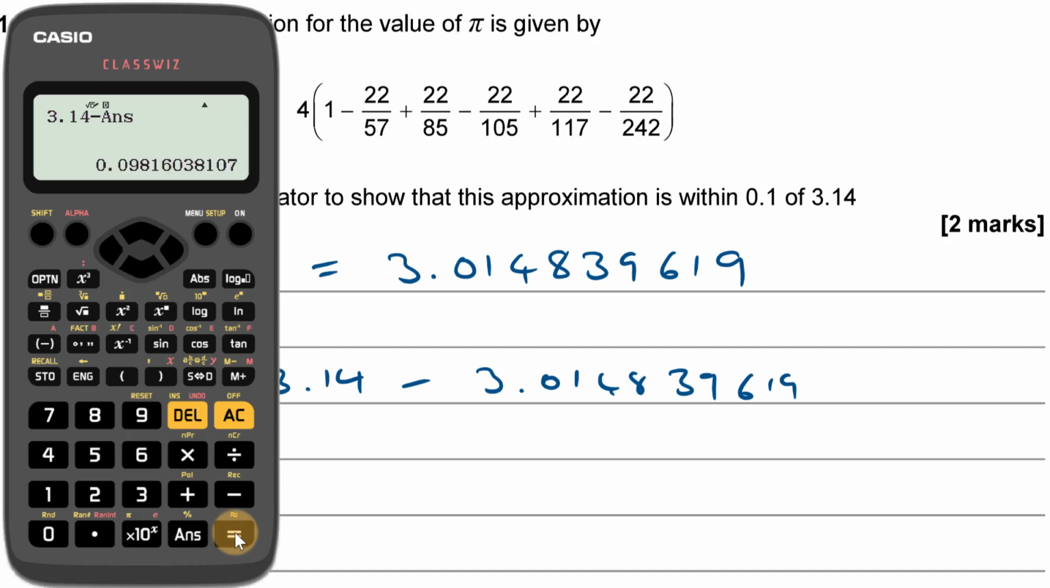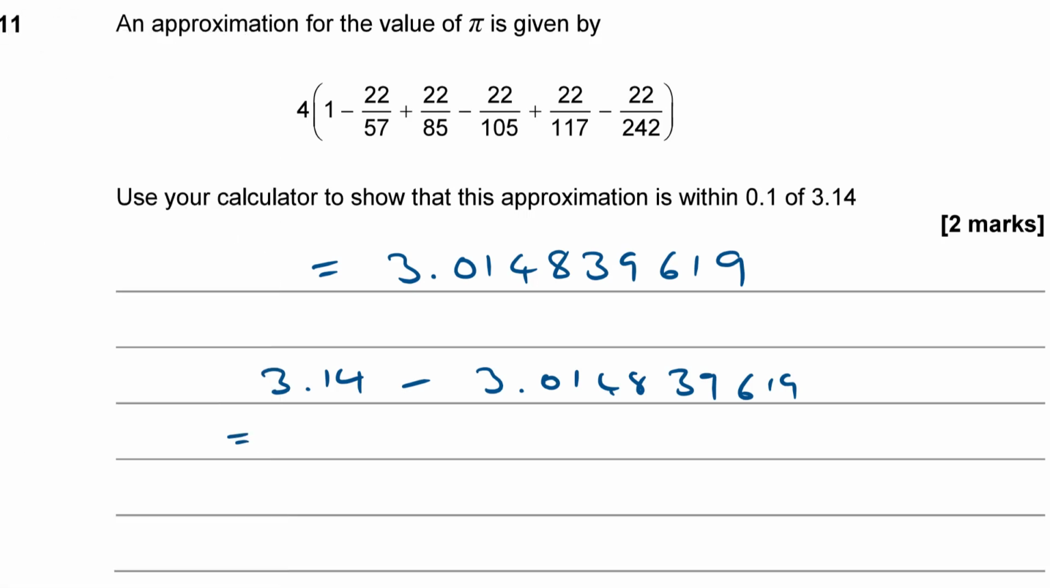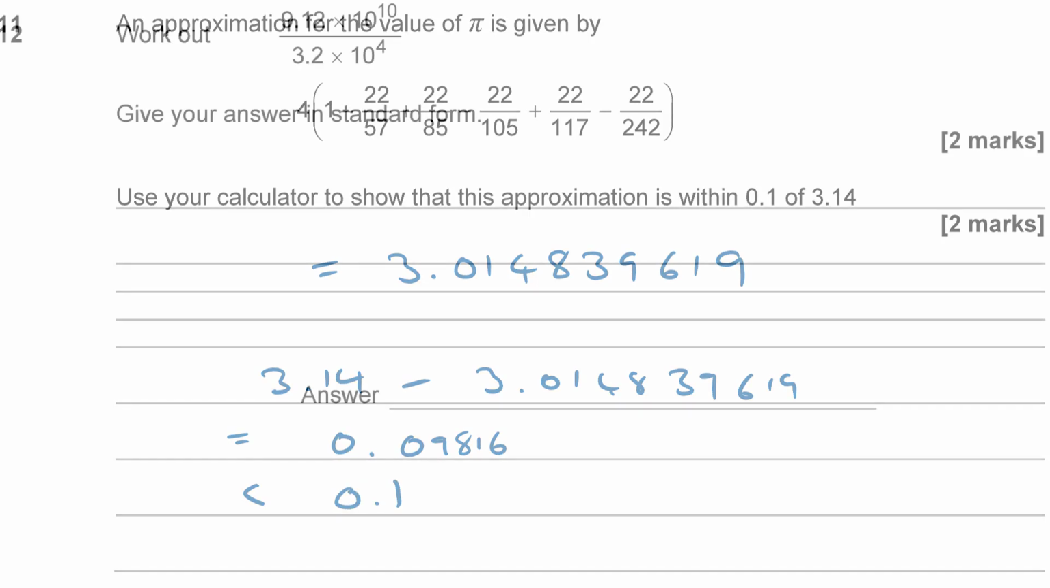So on the calculator, 3.14 subtract, I don't want to type it in again, so I'm just going to use the answer key. That is 0.0816, okay, which is clearly less than 0.1.